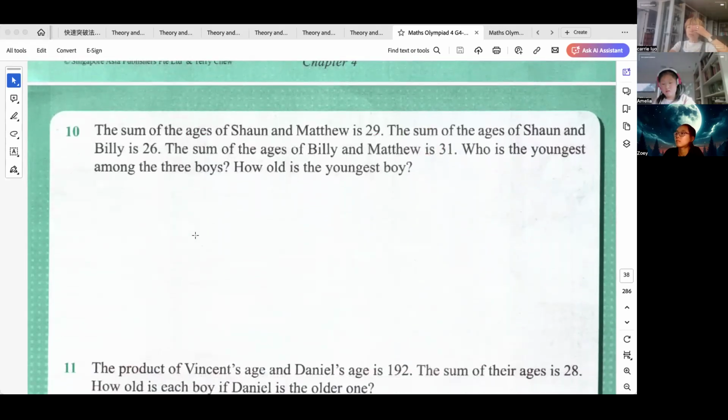Okay, so let's take number 10. Amelia, you read the question for me, please. The sum of the ages of Sean and Matthew is 29. The sum of the ages of Sean and Billy is 26. The sum of the ages of Billy and Matthew is 31. Who is the youngest among the three boys? How old is the youngest boy? Okay, so let's do this number 10, okay?